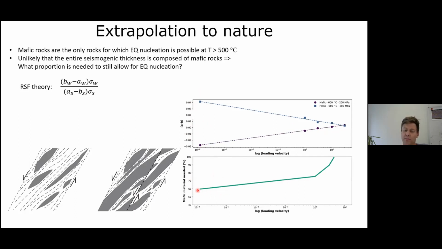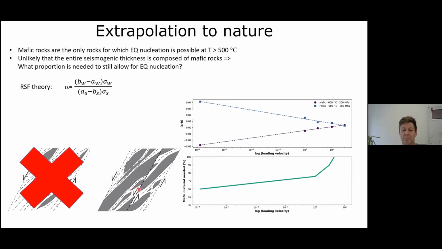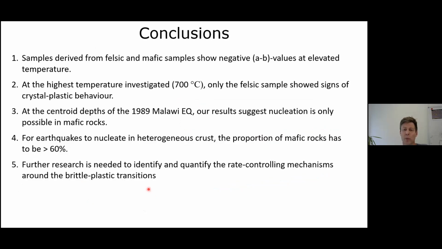If we consider relatively realistic loading velocities of 10⁻⁴, that's micron per second, then we need about 60% of mafic material in our fault zone to be able to generate any kind of seismicity. So this model on the left-hand side would not have enough mafic material to allow for a rupture to nucleate in the mafic material and then propagate through this velocity strengthening felsic material that is surrounding the mafic material.